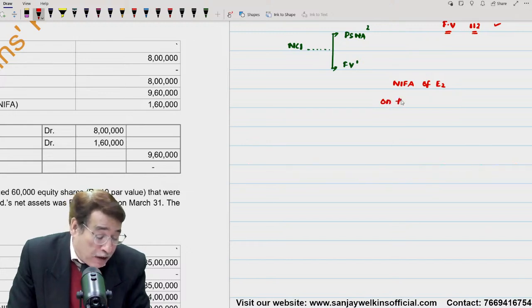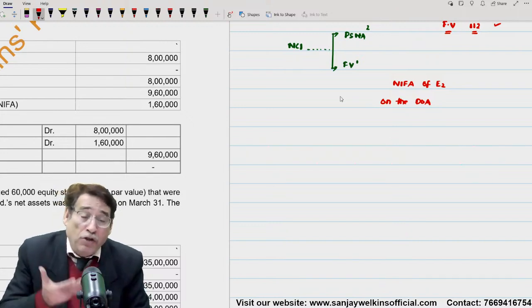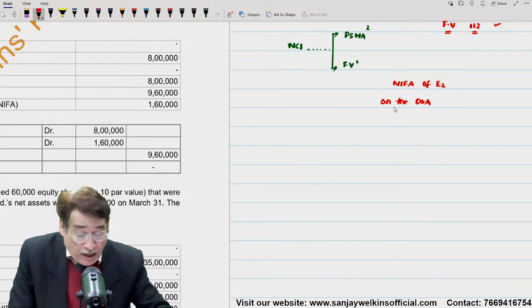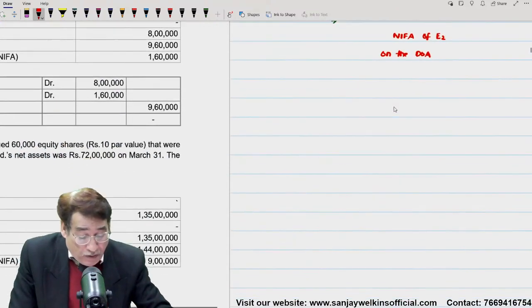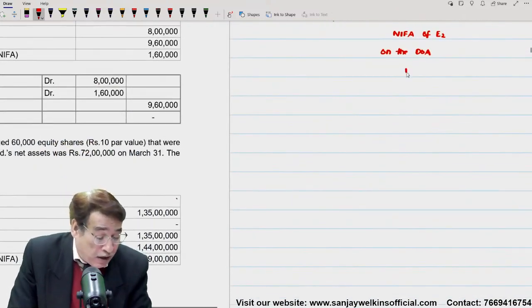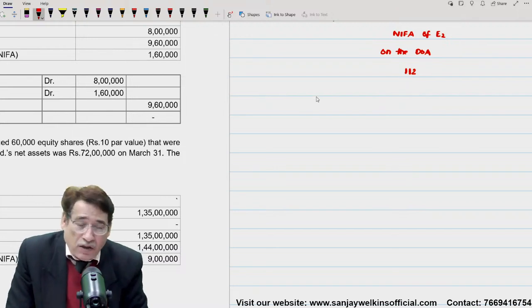So whenever I say what is the amount of NIFA, correct, you must understand I'm asking you the amount of net identifiable assets of the acquiring company on the date of acquisition and their fair value. And we have seen that net identifiable assets were 112. Actually, I took 112. So 112 is the net identifiable asset. Is it clear to you or not?